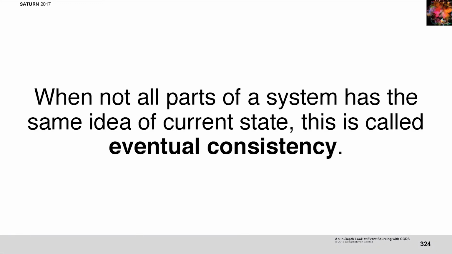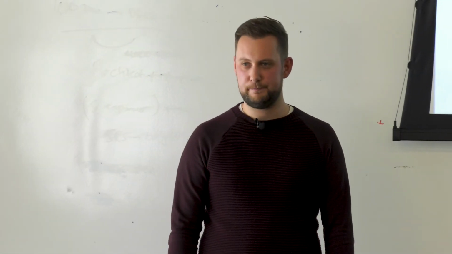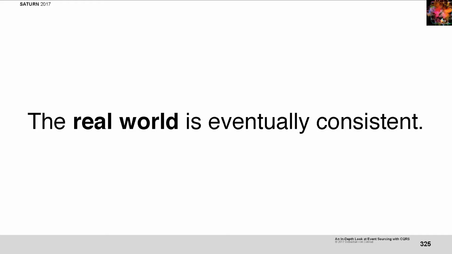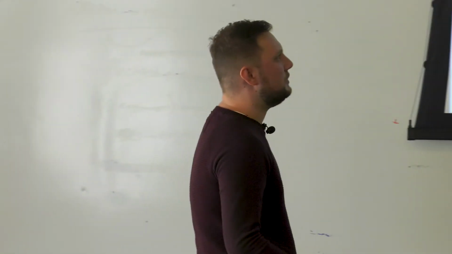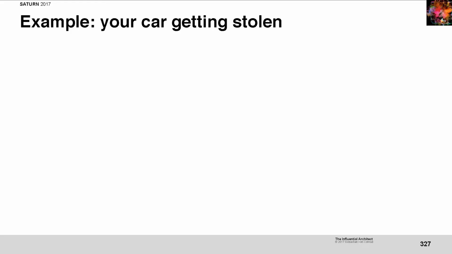When not all parts of a system have the same idea of what the current state is, this is what we call eventual consistency. Thing though is, the real world is eventually consistent as well, because as we talked about before, independent actors can act without consulting each other. And I'm going to use a couple of examples here, which might be stretching things a little bit, to give you a sense for how eventual consistency works.